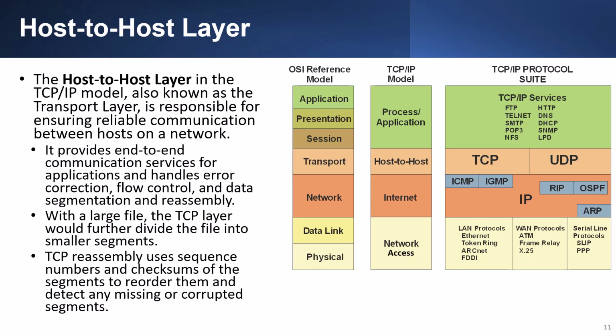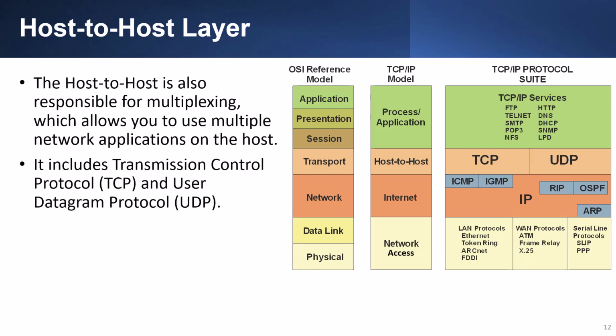With a large file, the TCP/IP layer would further divide the file into smaller segments. TCP reassembly uses sequence numbers and checksums of the segments to reorder them and detect any missing or corrupted segments. The host-to-host layer is also responsible for multiplexing, which allows you to run multiple network applications on the host. It includes Transmission Control Protocol, or TCP, and User Datagram Protocol, or UDP.